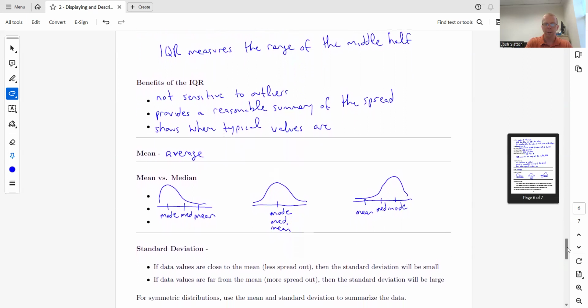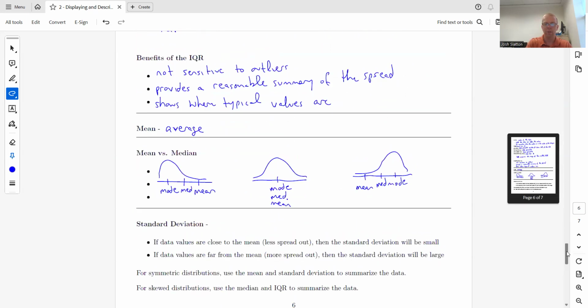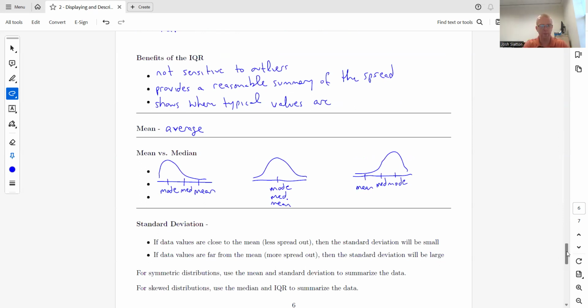And then the last thing we want to talk about here is standard deviation. I don't really have too much to write, but we could write a definition for standard deviation. So standard deviation is the average distance from the data points to the mean. So it's a measure of how spread out the data are. So if the data values are close to the mean, they're less spread out, then the standard deviation is small. If they're far from the mean, which means they're more spread out, then the standard deviation will be large.